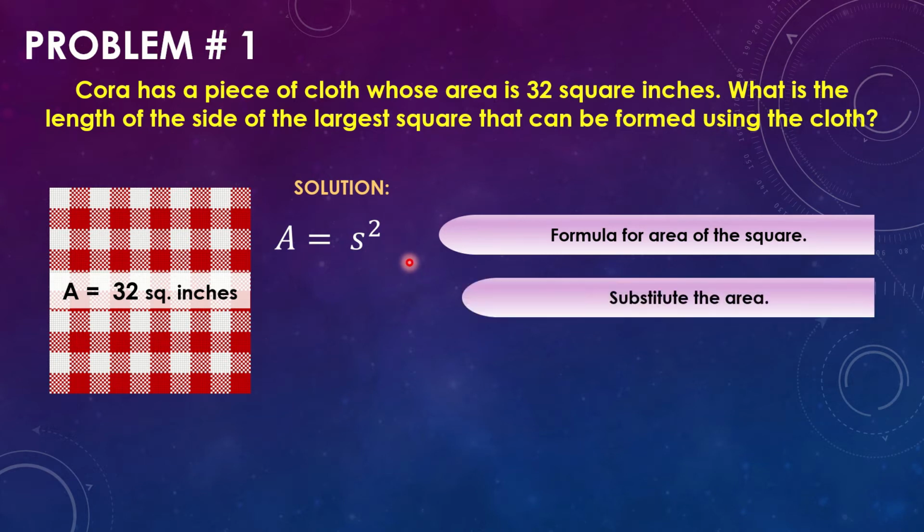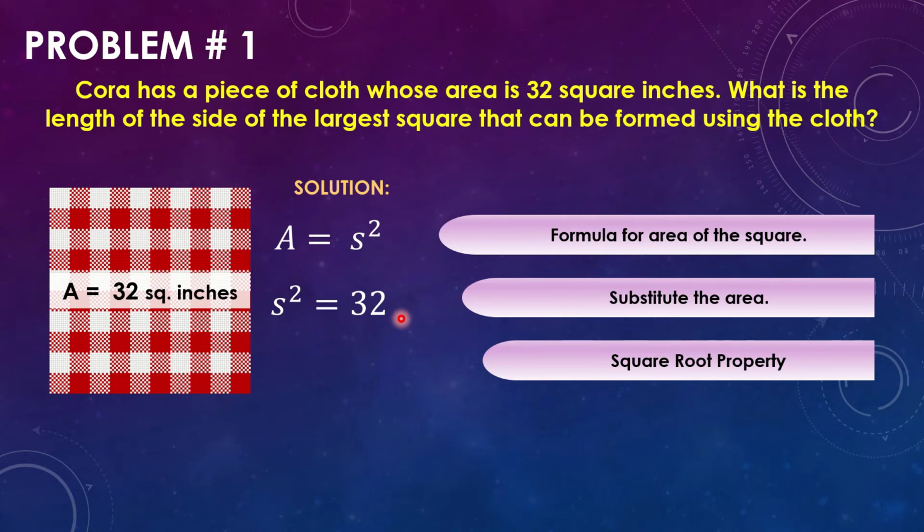Then from here, let us substitute the area. So from here, it is given that the area is 32 square inches. So meaning, our A here will be 32. And we will just find the side of the given square. Assuming that this one is a quadratic equation, it consists of a quadratic term and a constant term. So meaning, we will extract the root of the given equation by simply using the square root property. So I'll just add a radical sign to both sides. So we have square root of s squared is equal to square root of 32.